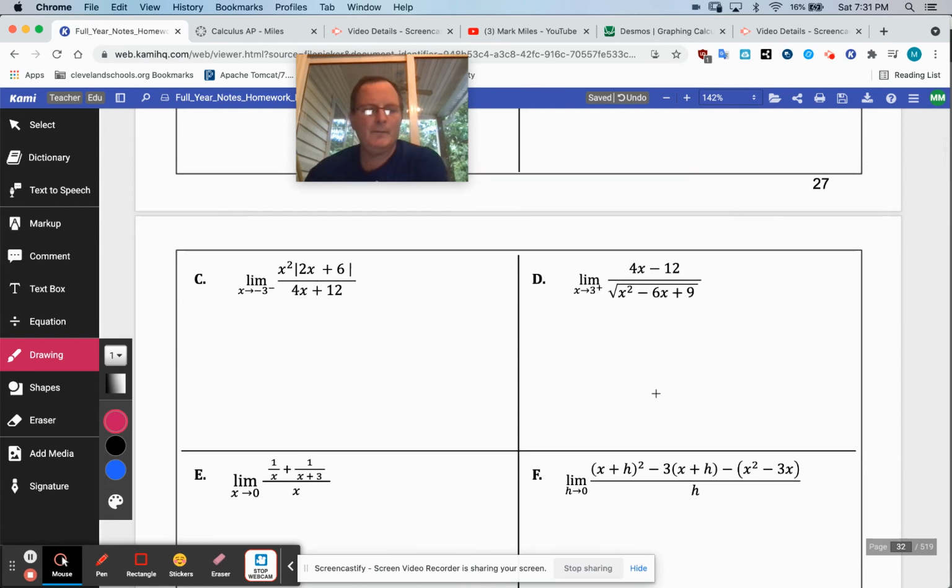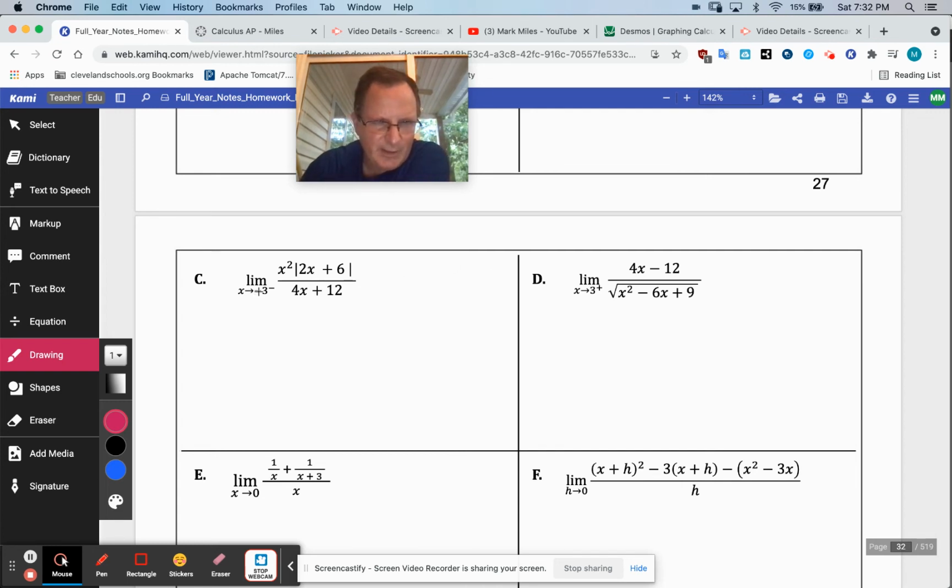Okay. All right. So this is interesting. I am being told to approach -3 from the left. Okay. Well, all right. So here's the thing. I see this 2x plus 6, and on the bottom, it also has a 2x plus 6. Well, that's interesting.